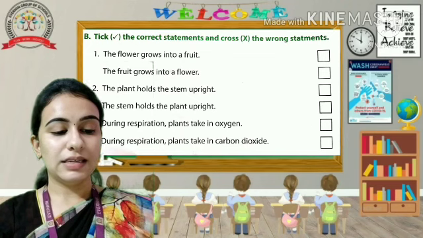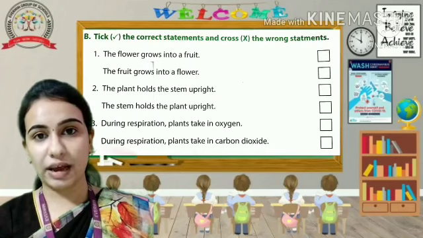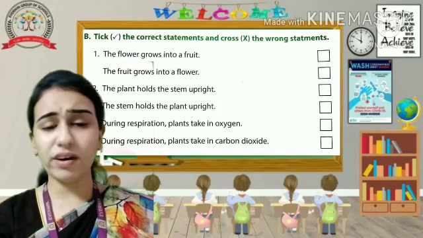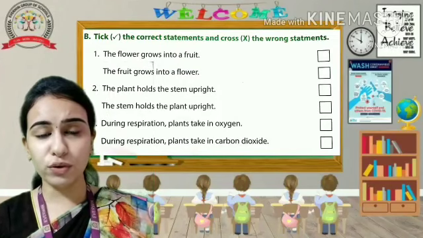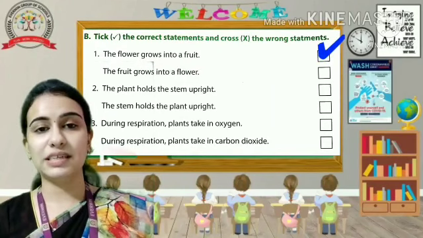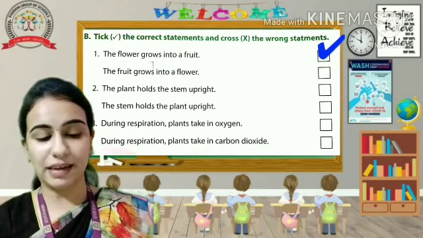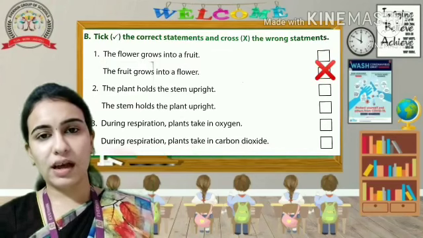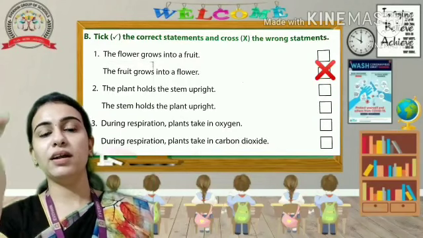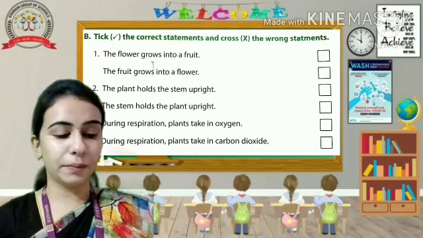B. Tick the correct statement and cross the wrong statement. First, flower grows into a fruit. Yes, the flower will grow into a fruit. It is correct. Fruit grows into a flower. Again from the fruit, the flower will come. No, right? So it is wrong. Only the flower grows into a fruit. From the fruit, we will not get a flower.